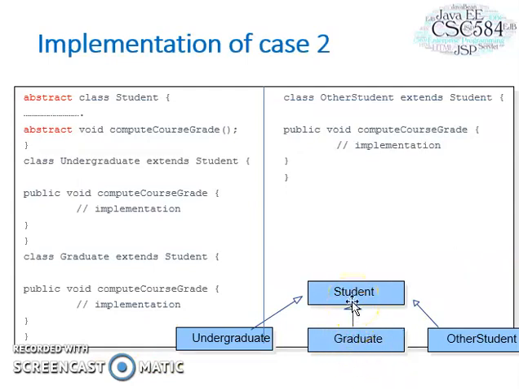So this could be another solution for case 2. We declare abstract class student and abstract void compute course grade. So you'll have 3 subclasses: undergraduate extends student, graduate extends student, and other student extends student. Notice that you have compute course grade in each of the subclasses.